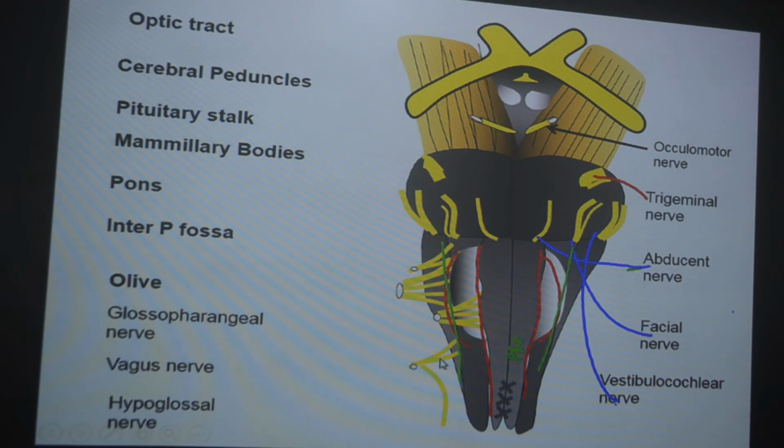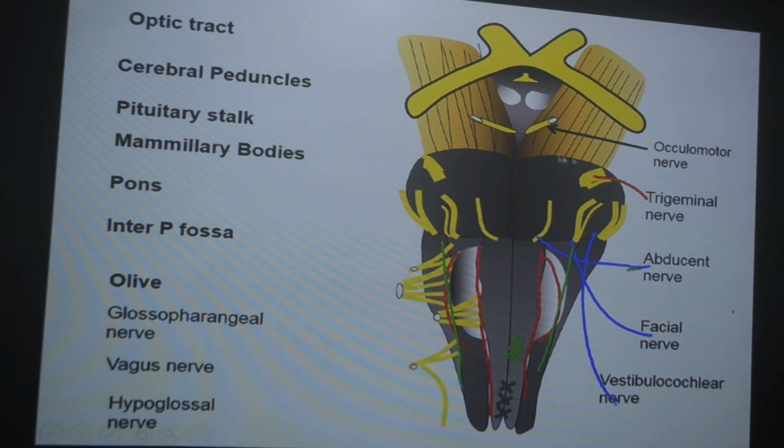Finally, we have the accessory nerve, and the accessory nerve, especially the spinal part of the accessory, is going to supply the sternocleidomastoid and the trapezius muscle. The cranial part of the accessory is going to join with the vagus, and it is going to supply the muscles of pharynx and larynx. So the muscles of pharynx and larynx, although supplied by the vagus nerve, are supplied through the cranial root of the accessory nerve, which is the 11th cranial nerve.